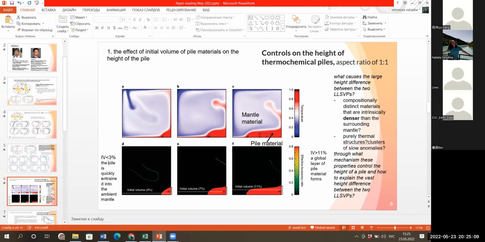They decided to take those numbers because if we take an initial volume of less than 3%, the pile is quickly entrained into the mantle convection. And if we take an initial volume of more than 11%, a global layer of pile material forms near the core mantle boundary, which is not exactly the thing we can see through the seismic observations. We see two distinct pile zones and not one large one.